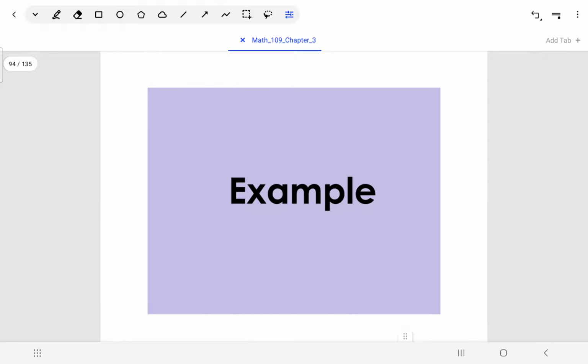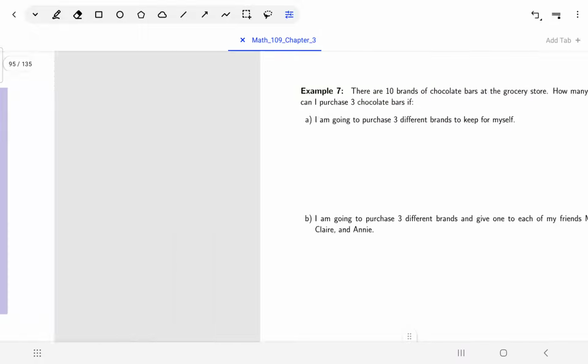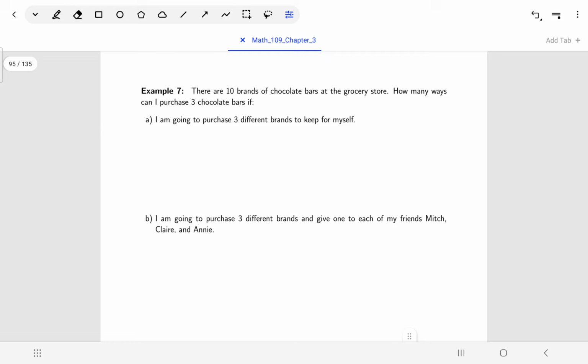So let's do an example, and for this one we're going to have to tease out for ourselves whether we think order matters or not. So in example 7, we're going to a store where there are 10 brands of chocolate bars, and I am going to be selecting 3 chocolate bars with different brands. So I'm going to select 3 different brands, and now the difference between the questions, in part A, the 3 brands are all going to myself. I'm going to just buy 3 chocolate bars for myself and take them home.